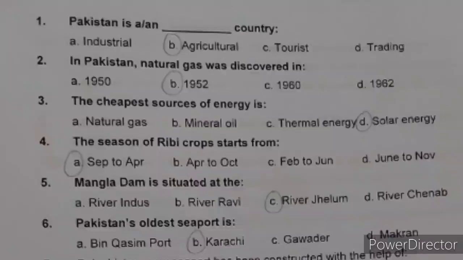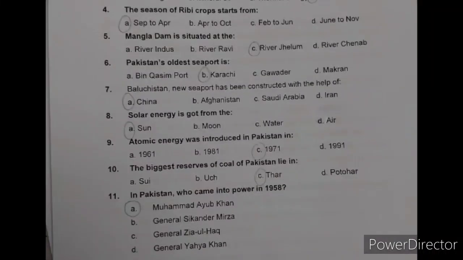Pakistan's oldest seaport is Karachi Seaport. Balochistan's new seaport has been constructed with the help of China. Solar energy is got from the sun. Atomic energy was introduced in Pakistan in 1971. The biggest reserves of coal of Pakistan are in Thar. In Pakistan, who came into power in 1958? Muhammad Ayub Khan came into power in 1958.